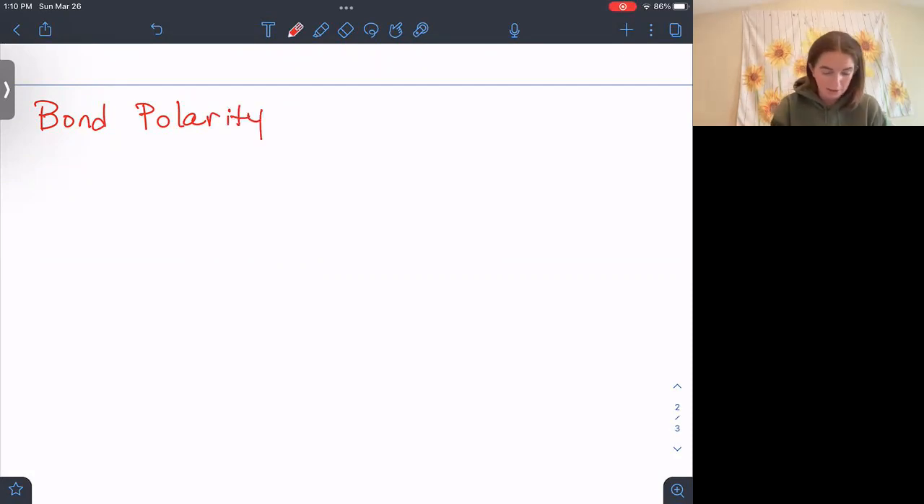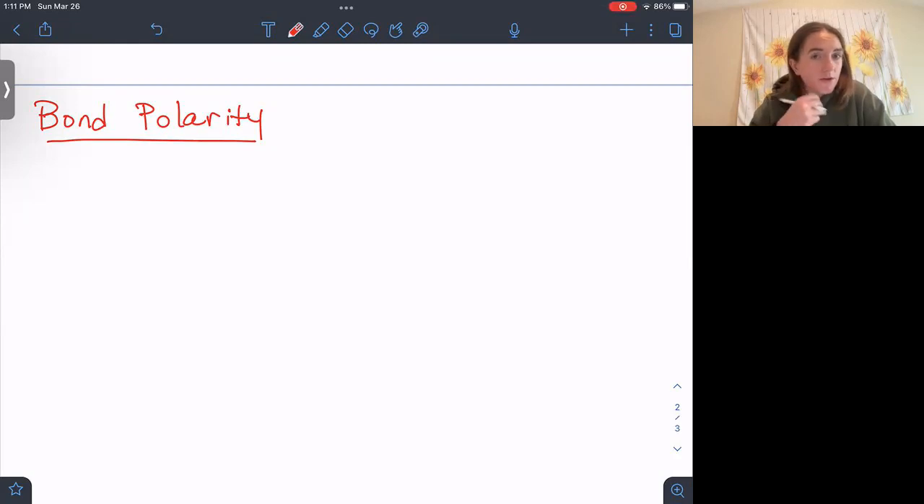Okay, so now let's talk about bond polarity. What causes polarity of a bond? What makes something a polar bond? Okay, I like those. I like the idea of both of them. We're just looking at, say, carbon and oxygen. Is this going to be a polar bond? Is carbon and oxygen a polar bond?